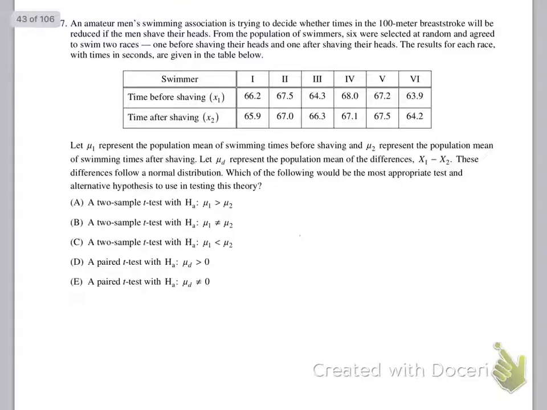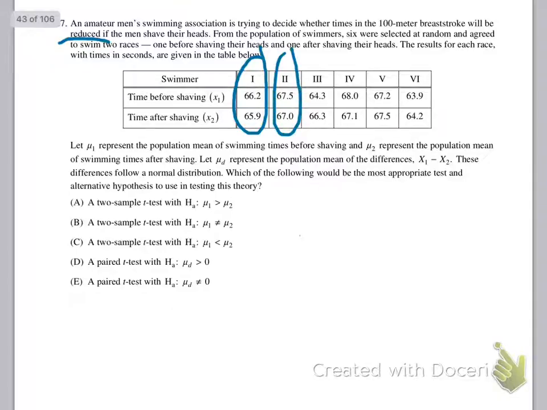Okay, so I suggest that you read this scenario here. One important thing here is the word reduced. The scenario is important: they're going to have the person swim, then they're going to shave and have them swim again. So this is the data for swimmer 1, this is the data for swimmer 2, and so on.